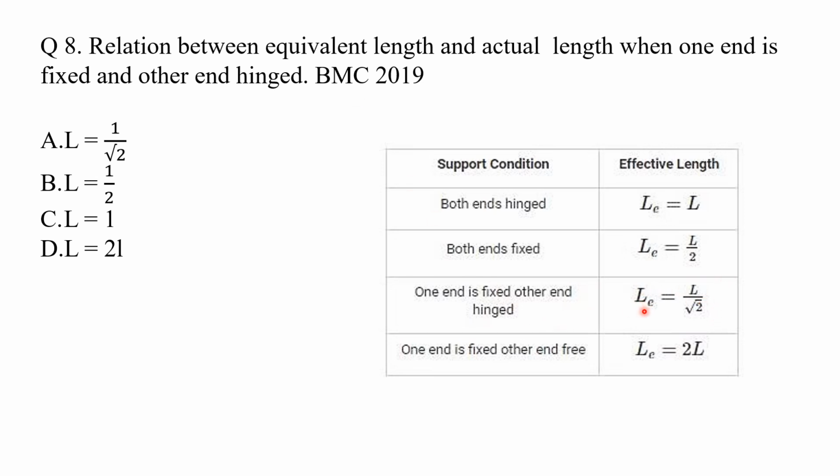So here LE is the effective length and capital L is the actual length. The relation between LE and L is LE equals L by root 2. So option number A is correct. And the remaining condition is one end fixed and another end free, then effective length is equal to twice the actual length.